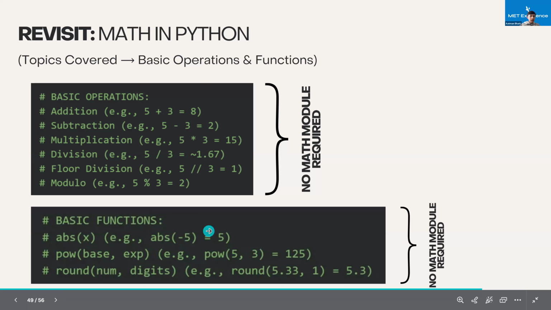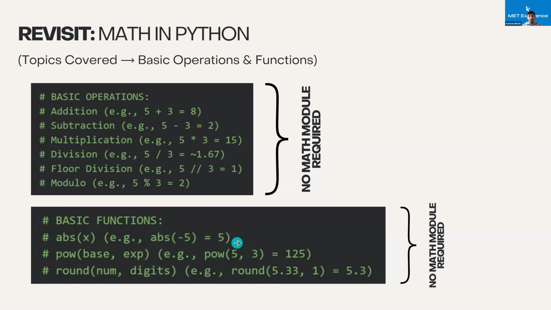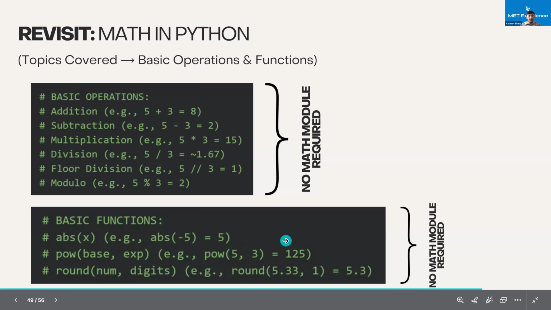So it's 5 times 5 times 5, right? If you guys don't know what exponents are, even though you probably do know, it's just repeated multiplication. So 5 times 5 times 5 will just be 125. So that is the power function. And then finally, we can round.